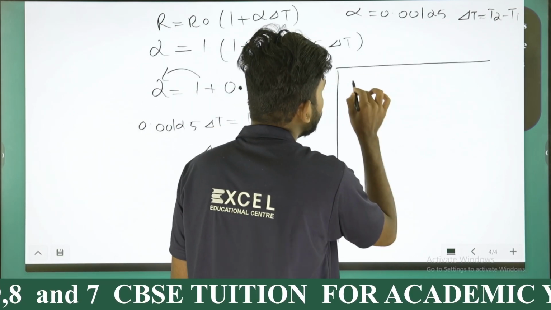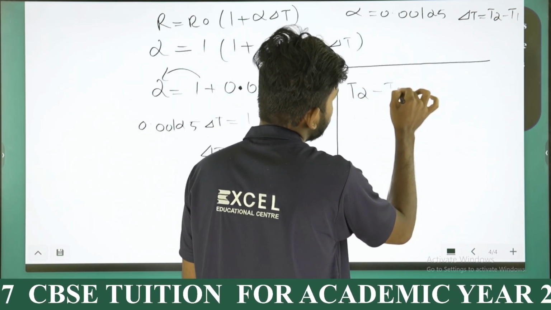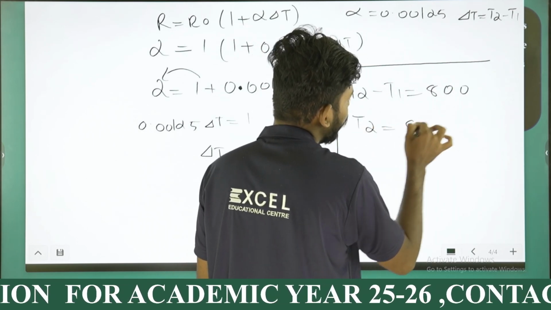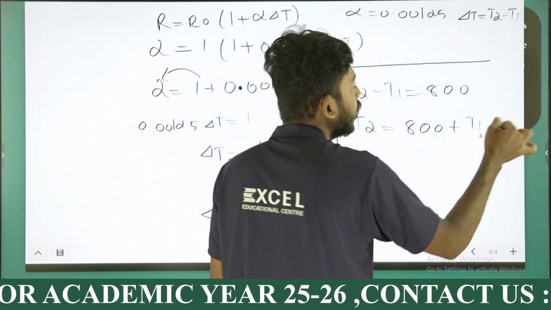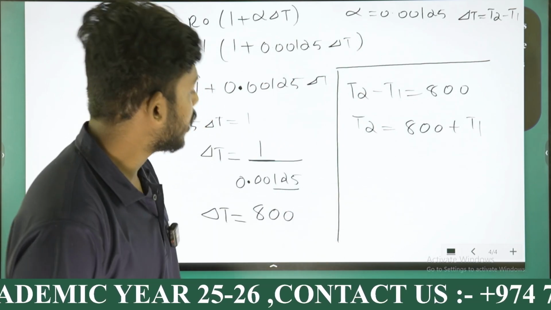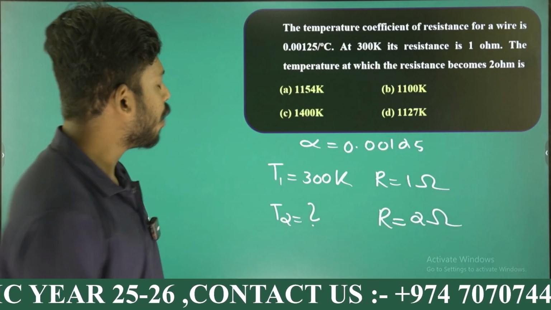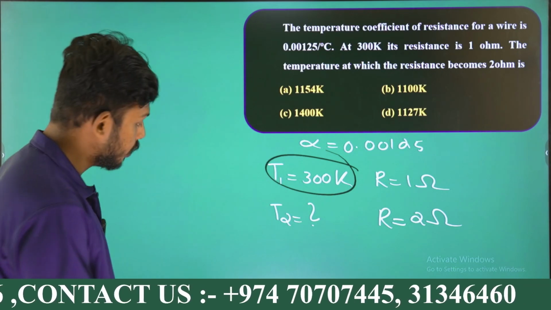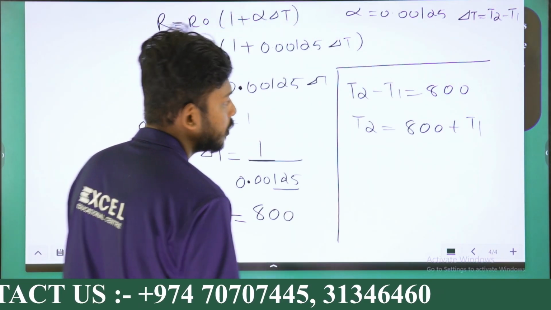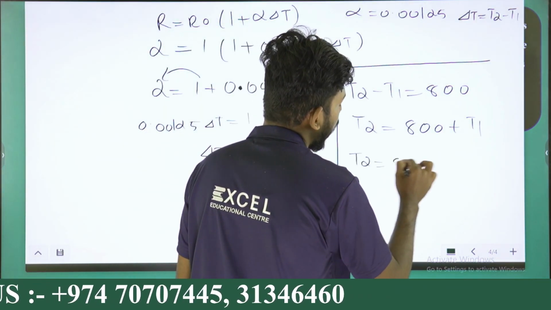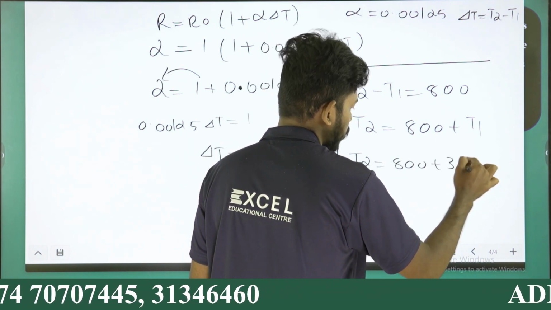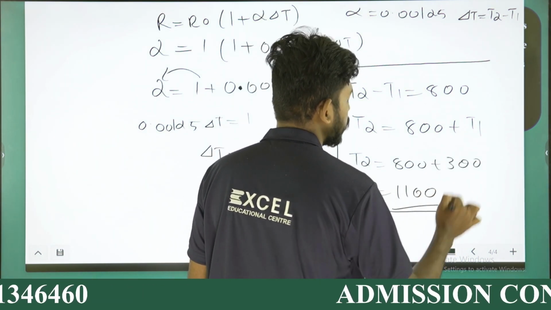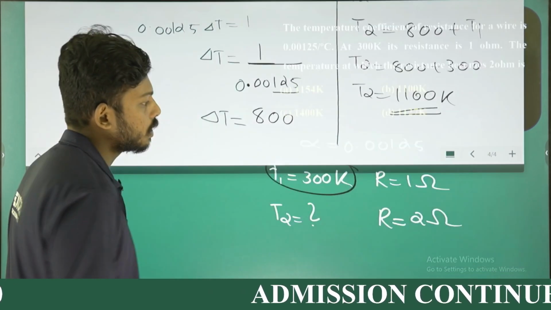So what is delta T? Delta T is actually T2 minus T1 is equal to 800. So T2 is equal to 800 plus T1. In this question, what is the value of T1? The value of T1 is 300 Kelvin. You have to substitute this value over there. So you get T2 is equal to 800 plus 300. The sum of 800 and 300 is 1100. So the value will be 1100 Kelvin.